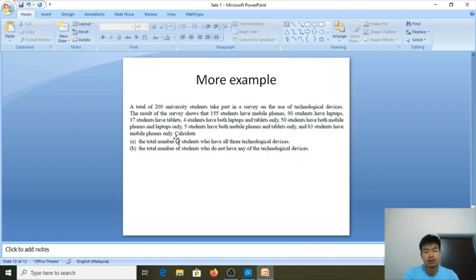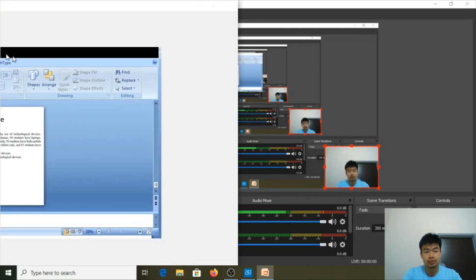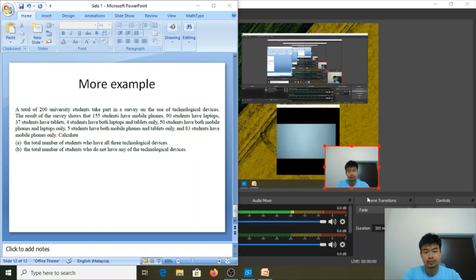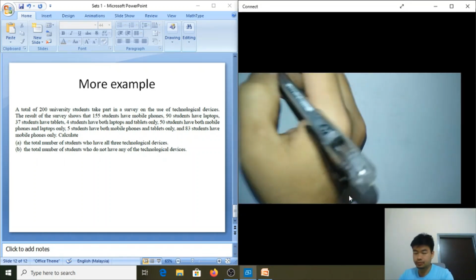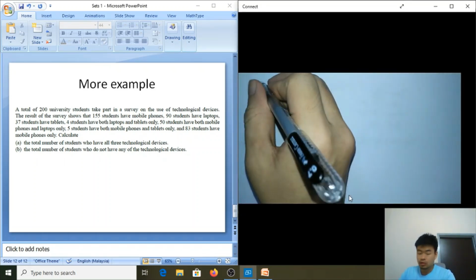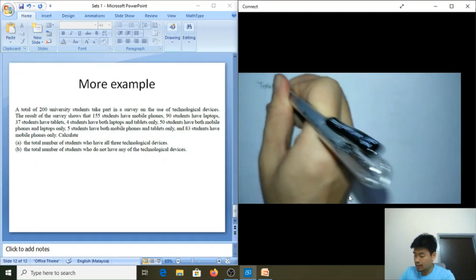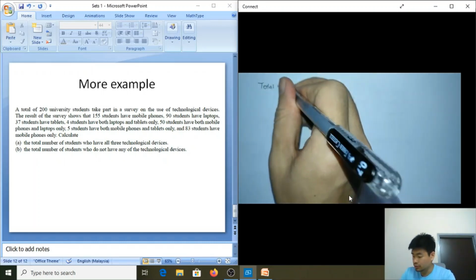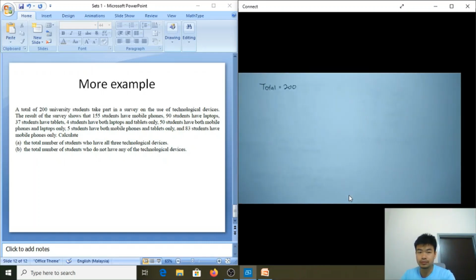Alright? Calculate the total number of students who have all the 3 technological devices and the total number of students who do not have any of the technological devices. Now, again, it is good for you to list down all the information, which I'm going to write here. So total, how many participating in the survey? 200, right? Here's the key.